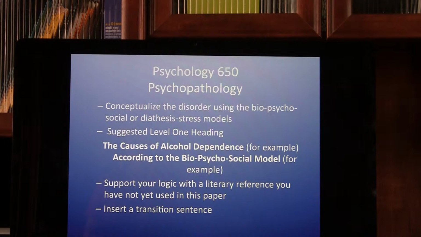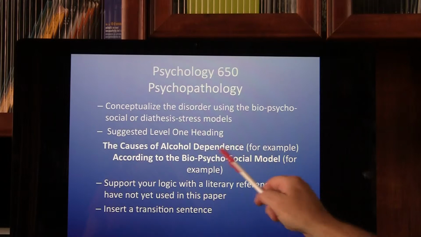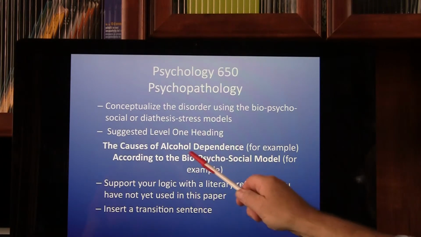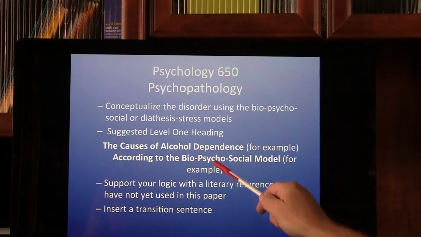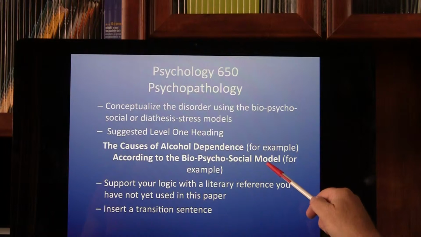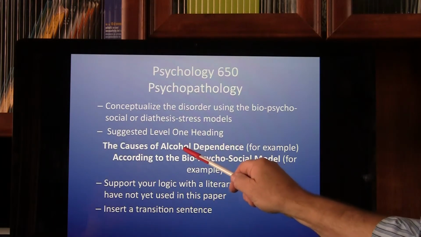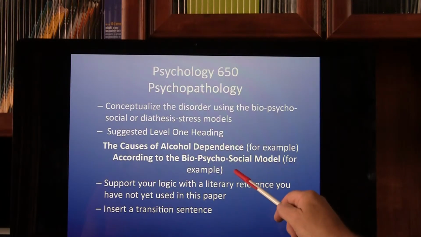The next objective is conceptualize the disorder using the biopsychosocial or diathesis models. Here's how this level 1 heading would look. The causes of alcohol dependence, for example, according to the biopsychosocial model, for example. And you could put the causes of borderline personality disorder according to the diathesis model, if you wish. Just remember that level 1 headings are centered on the page, a combination of upper and lowercase letters, in bold, and no period at the end.